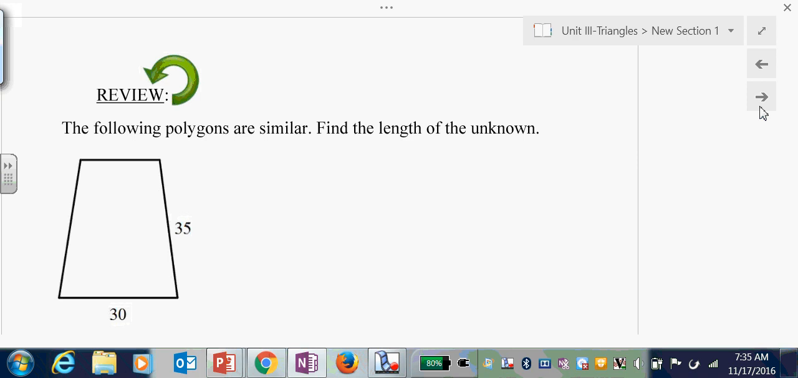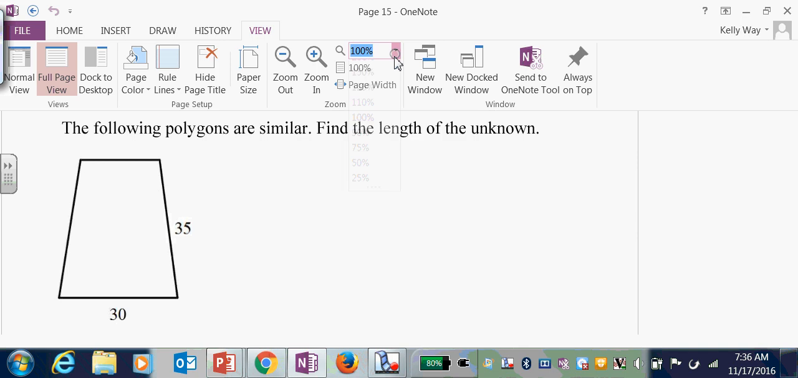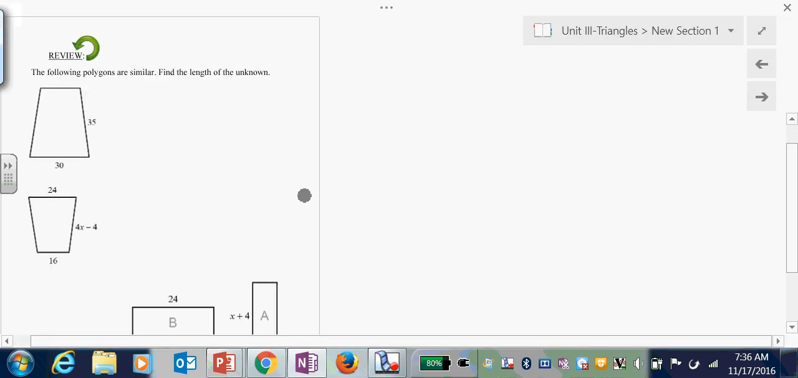First off, the following polygons are similar. Find the length of the unknown. You're going to work on this page on your own. Restart the video when you are finished. Pause.